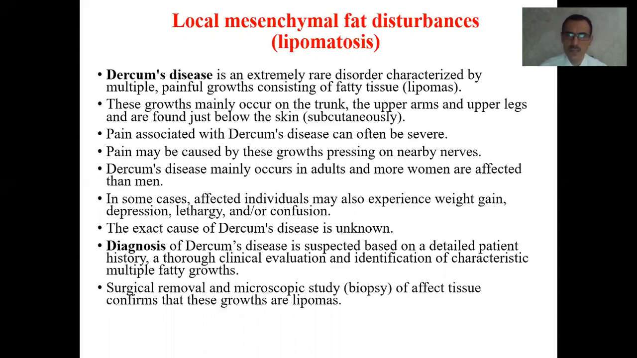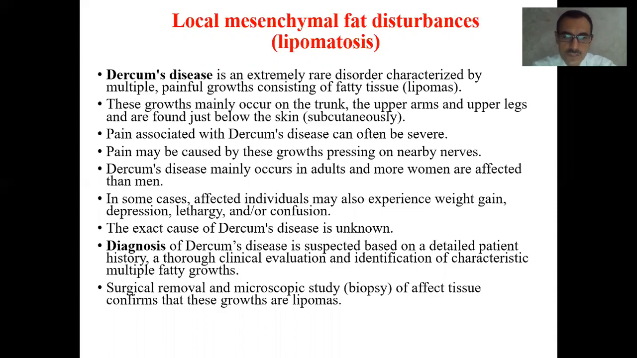These growths mainly occur on the trunk, the upper arms, and the upper legs, and are found just below the skin. The pain associated with Dercum disease can often be severe. Pain may be caused by the growth pressing on nearby nerves. Dercum's disease mainly occurs in adults, and more women are affected than men. In some cases, affected individuals may also experience weight gain, depression, lethargy, and or confusion. The exact cause of Dercum disease is unknown.